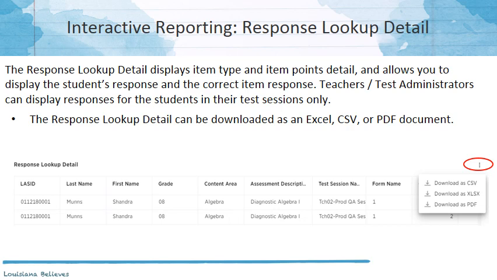The response lookup detail is another component within that response lookup tab under interactive reporting. The response lookup detail will display the item type, the item points earned out of total possible points, and will also allow a display of the student's response to each item, as well as the correct item response. Teachers and test administrators can display responses for the students within their test sessions only or within their student groups that have been assigned. And this response lookup detail can also be downloaded as an Excel, CSV, or PDF document.